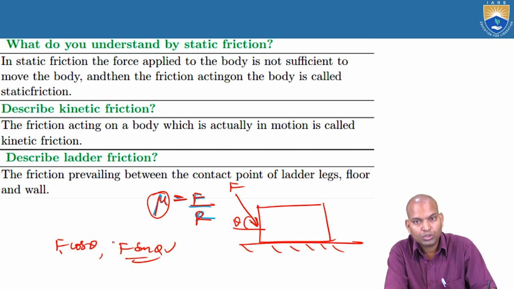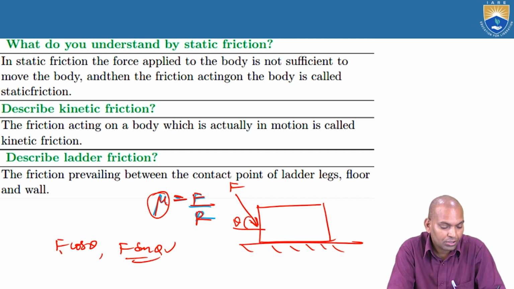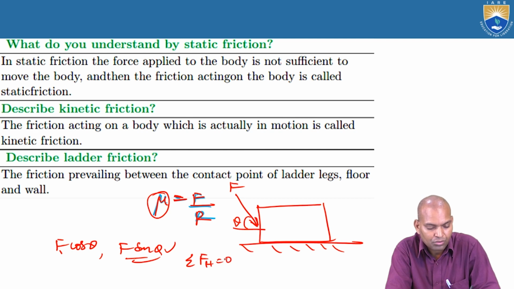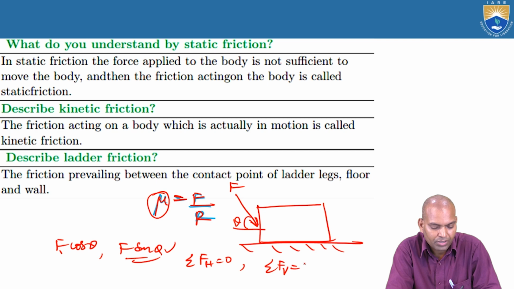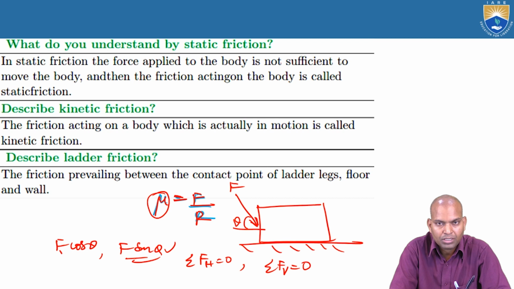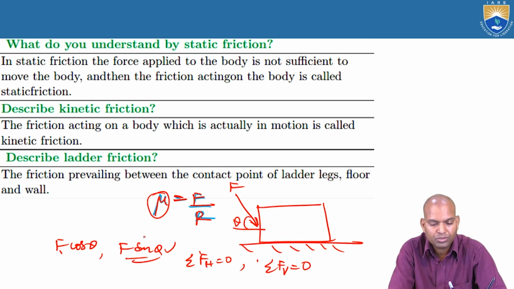We use two equilibrium conditions: sigma Fh equal to 0 and sigma Fv equal to 0. Sigma Fh equal to 0 means the algebraic sum of all horizontal forces is 0, and sigma Fv equal to 0 means the algebraic sum of all vertical forces is 0. By using these two conditions, we can calculate the unknown, either the applied force, the normal reaction, or the coefficient of friction.